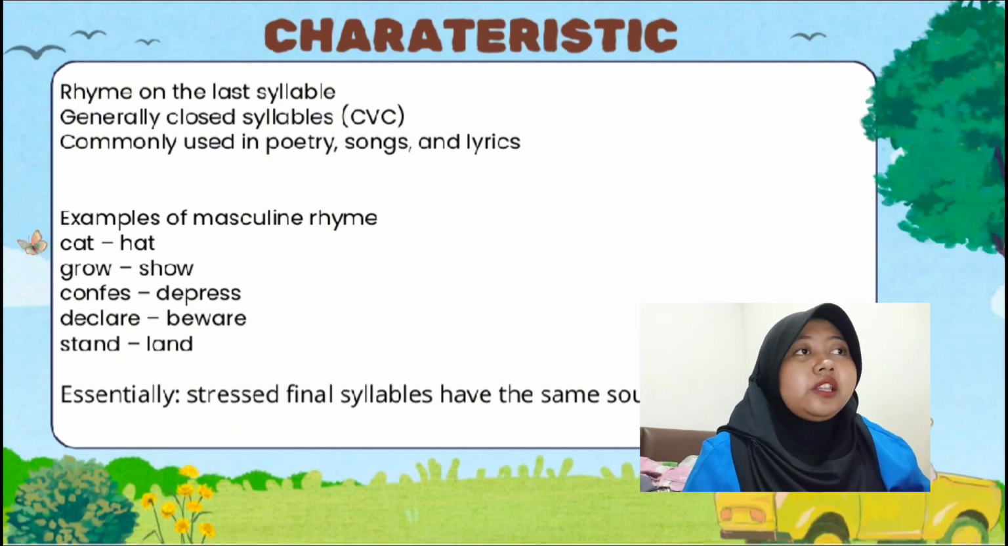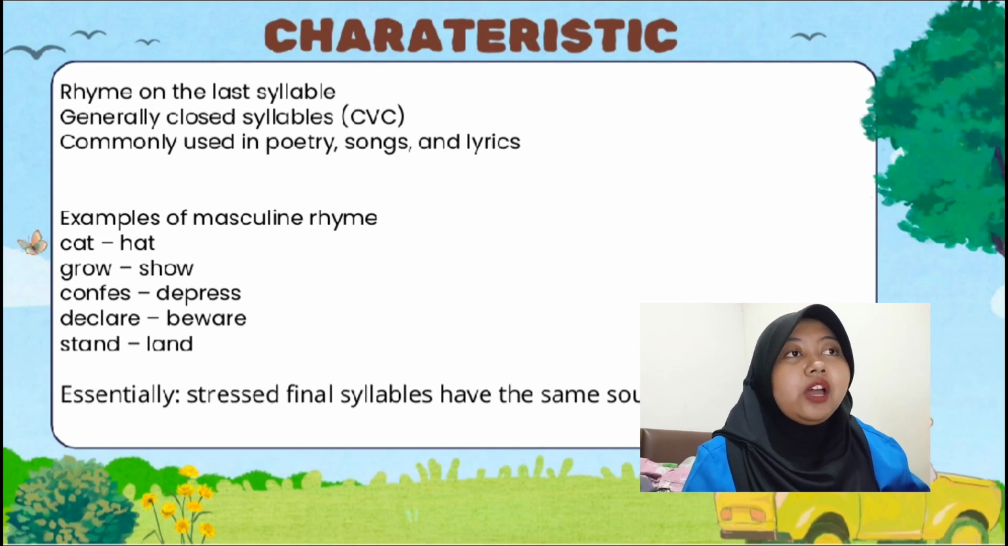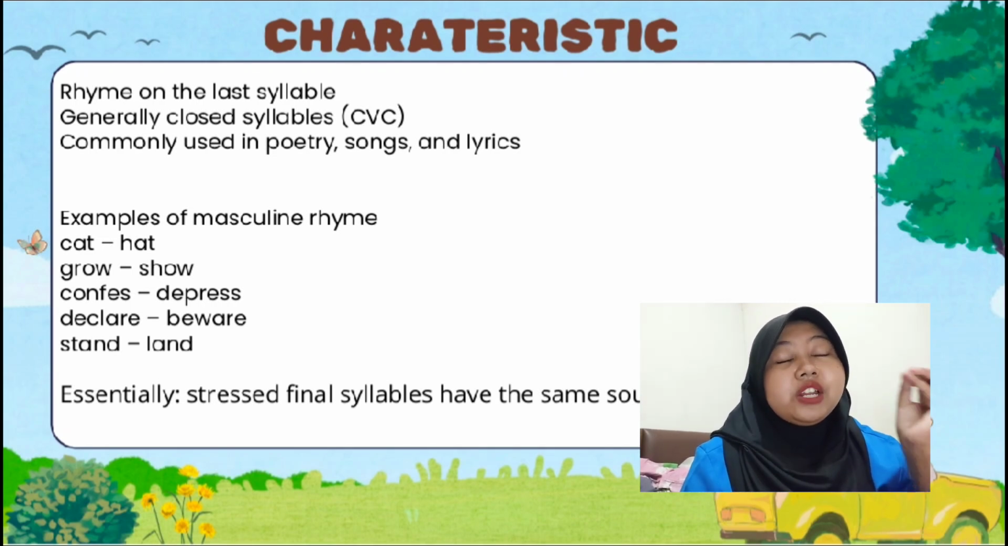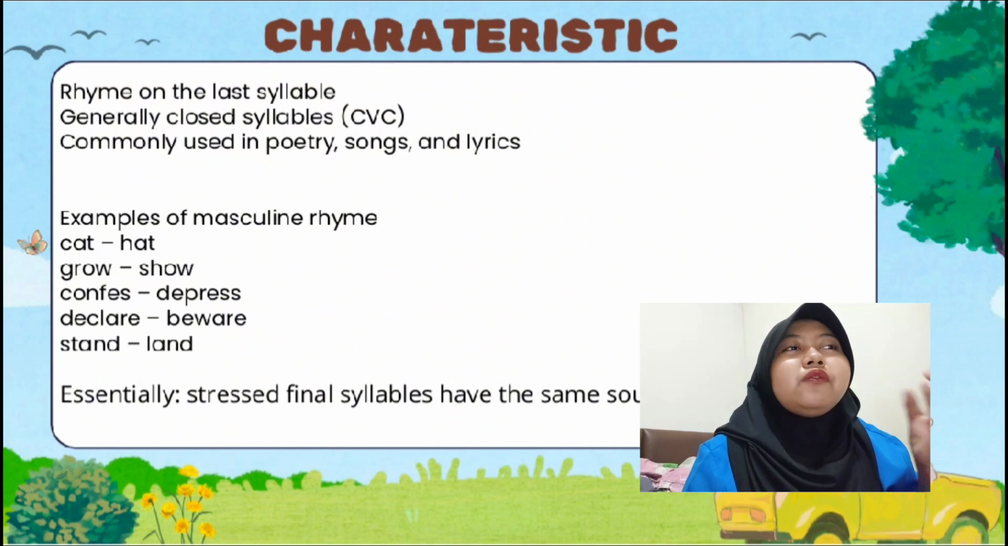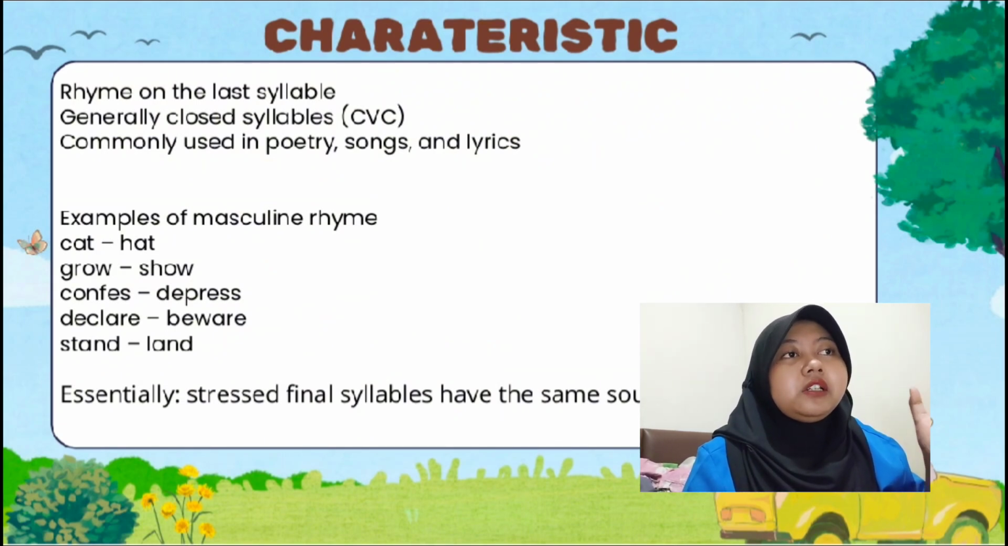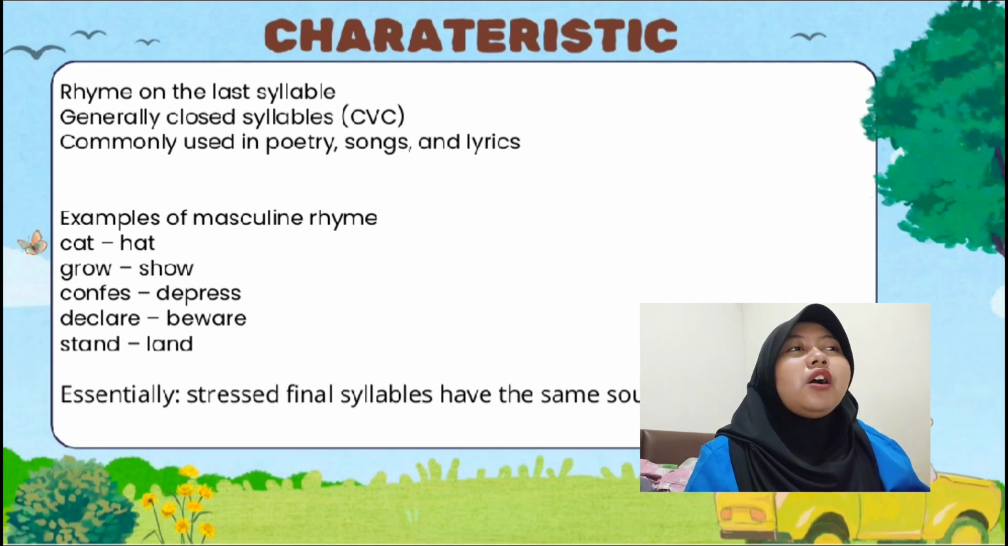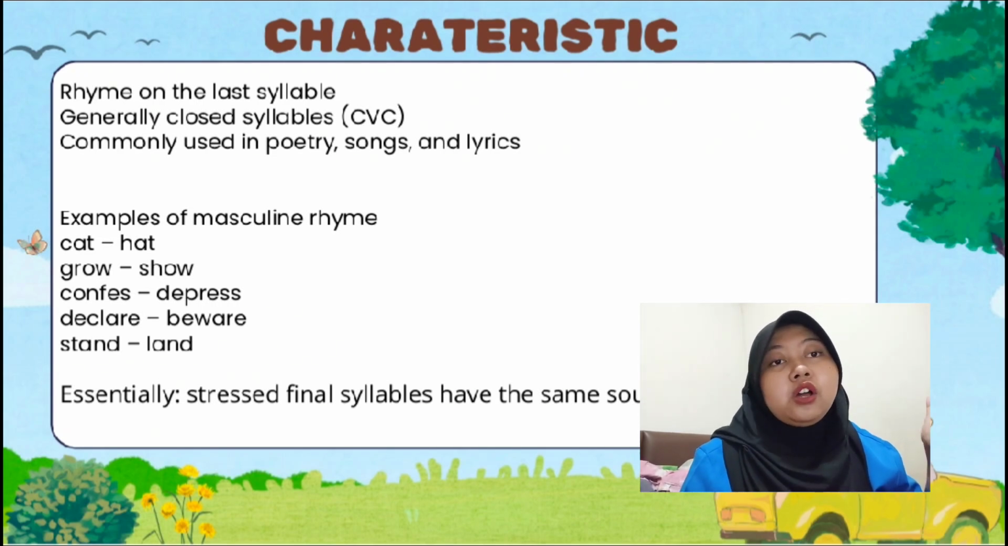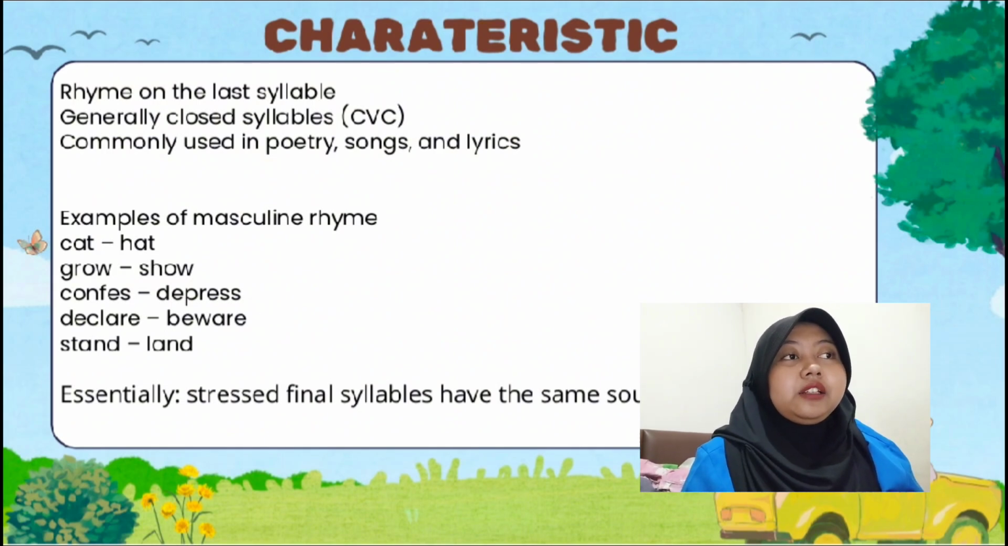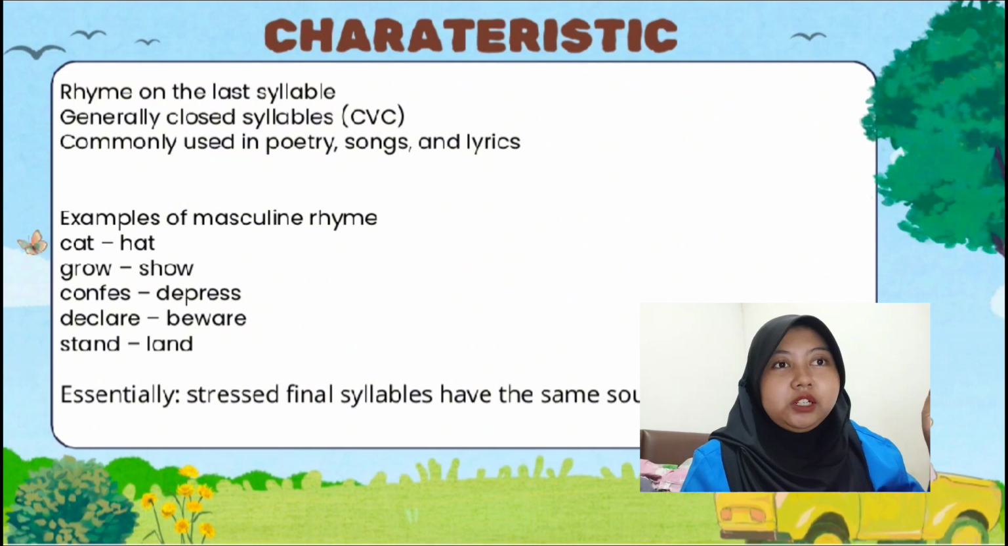So, the main characteristic of masculine rhyme is that the rhyme occurs on the final syllable. It usually involves a closed syllable with a CVC pattern. Masculine rhyme is commonly found in poetry, songs, and song lyrics. Examples include cat, hat, grow, show, stand, land. In short, the stressed final sound must be identical.